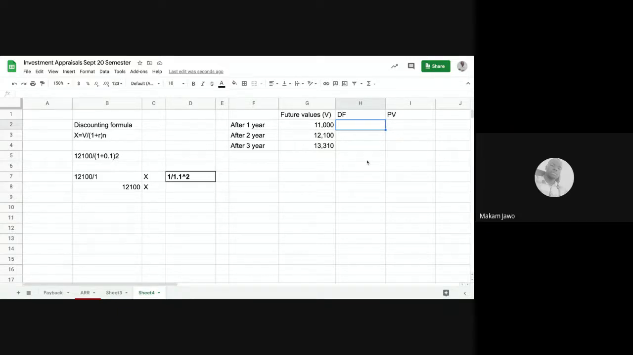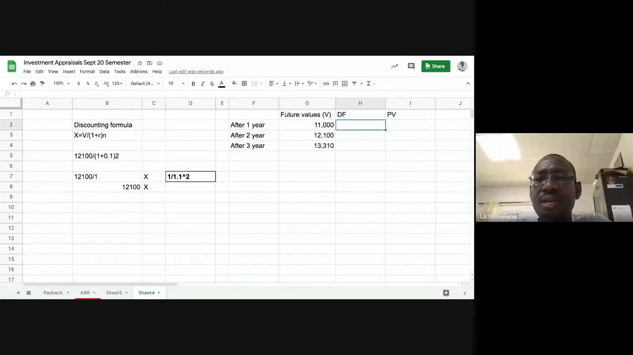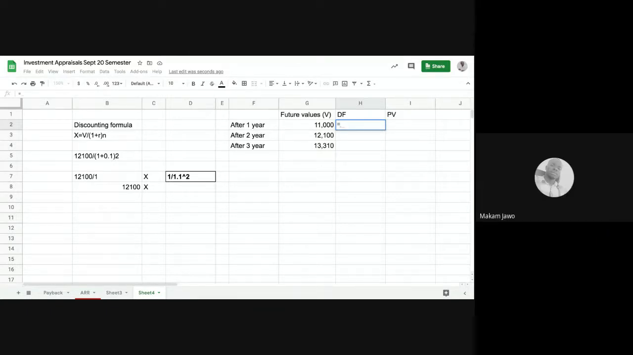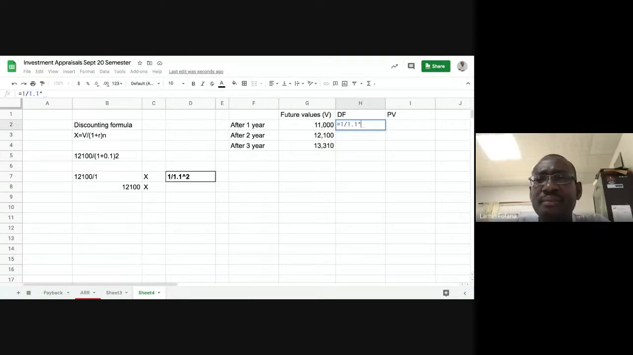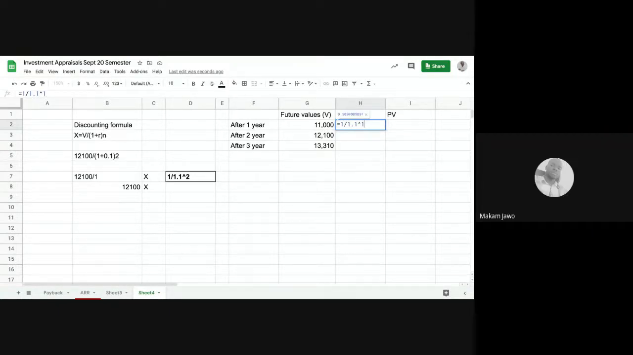A discount factor of 10%. Yes. Just 1 divided by. So give me the 1.1 formula for the power 1, in the first year. You say equals 1 divided by 1.1 to the power 1. How do you put to the power 1? That reverse V, I would call it reverse V. Then 1. Okay, I'm seeing it. It's working. Fine.